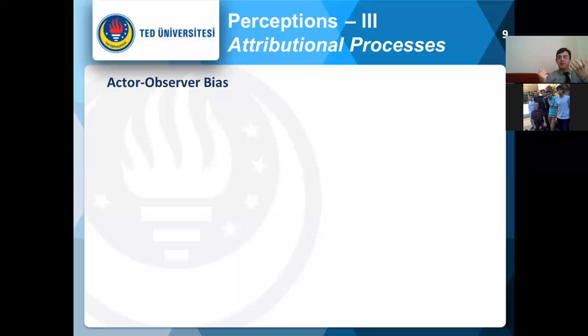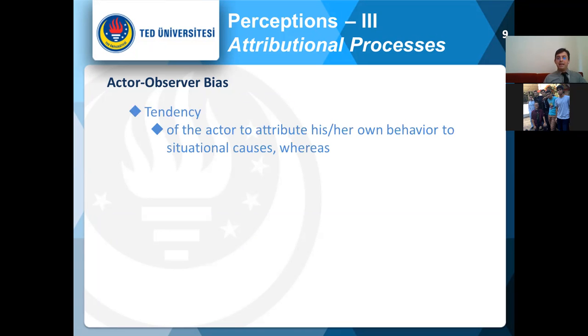Okay, Ahmet is the actor, and Ayşe is the observer. Ayşe as observer can evaluate her behaviors in the relationship differently than she evaluates Ahmet's behaviors. So this is called actor-observer bias. So what's the formal definition? Actor-observer bias is the tendency of the actor to attribute his or her own behaviors to situational causes.